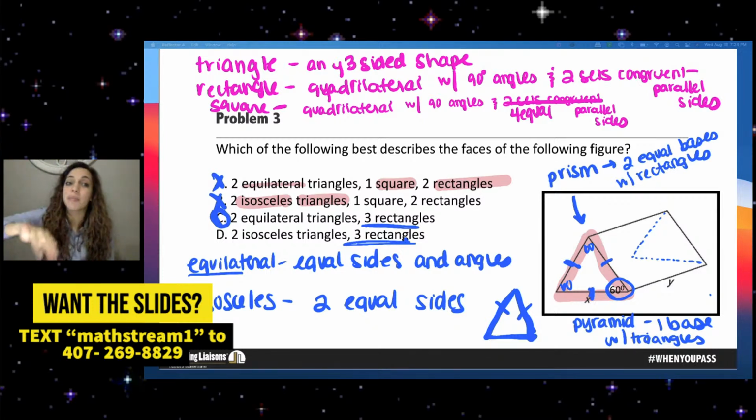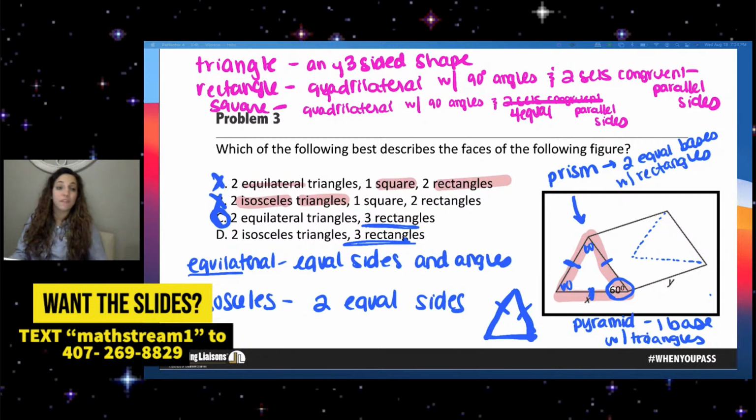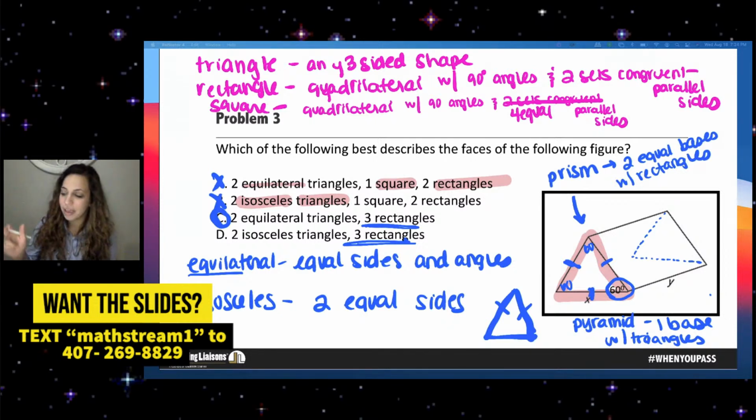That's a lot of vocabulary. That was a ton of information, but it's all super critical if you're going to be successful on the geometry part of your exam. And every single one of you in here is going to have a geometry part of your exam. Excellent job. Let's go ahead and keep moving.